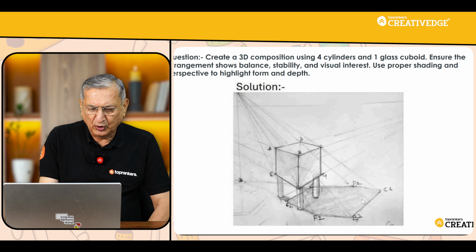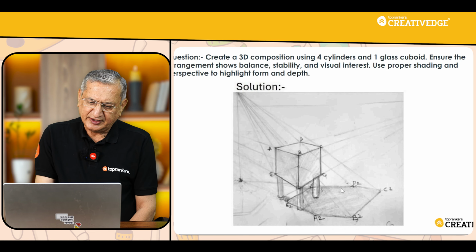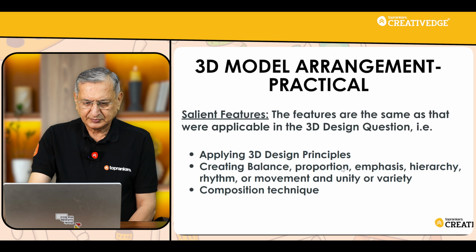Then look at the shadow coming from the transparent cube. There are 4 cylinders used. So it's a stable composition, well balanced, and there is visual interest well created in the answer. Next.